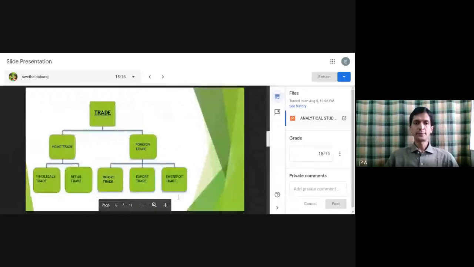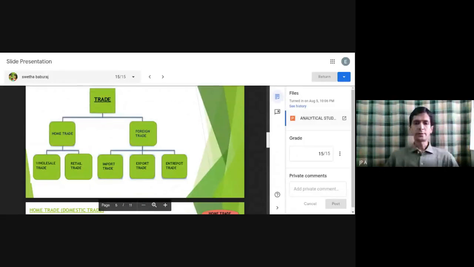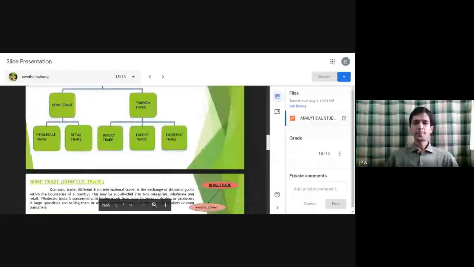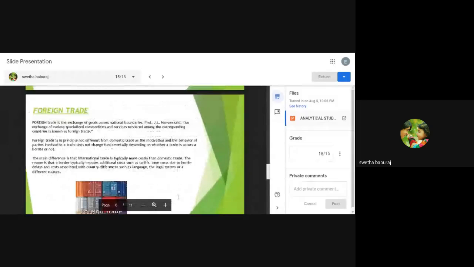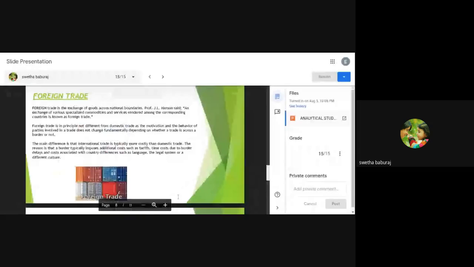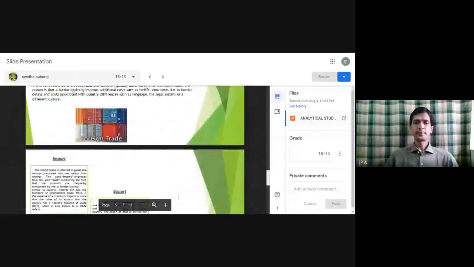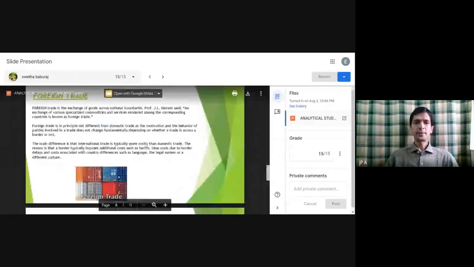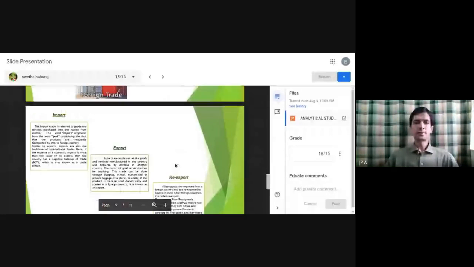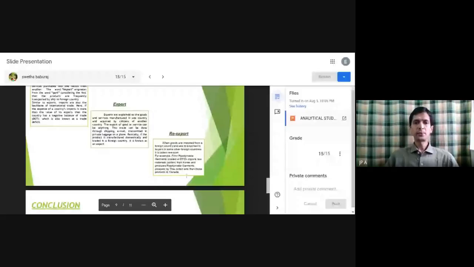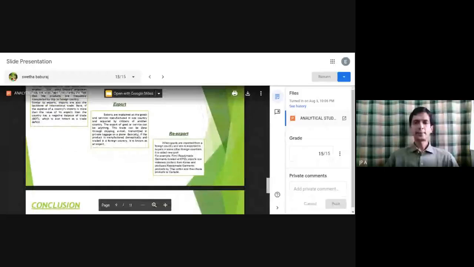This is a good way of representing a flow chart of how trade happens. So using such images can be done in other slides also. You can use some images which are suitable. Here you are mentioning import, export, re-export. Some suitable images can be put here so that the audience will understand.